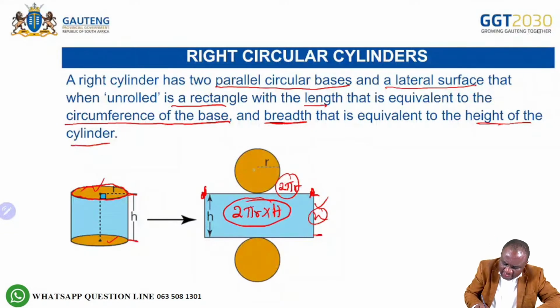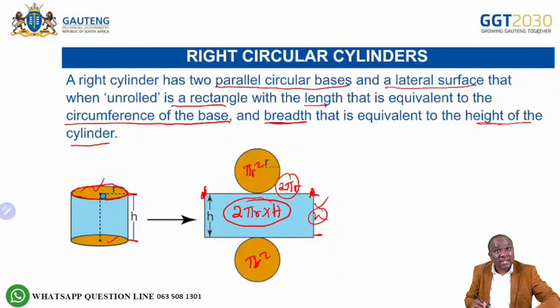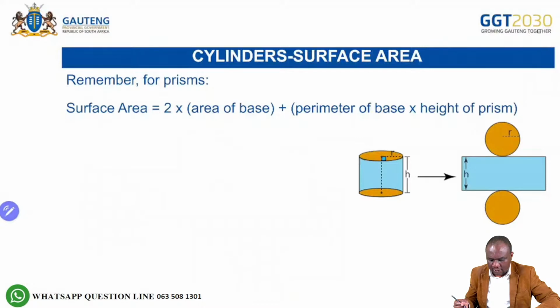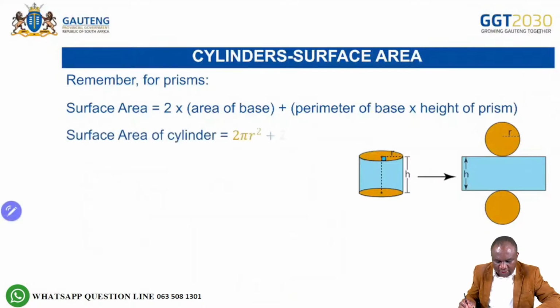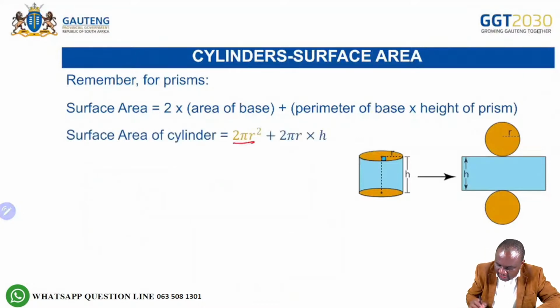And then how do you find the area of a circle? It's pi r squared. And then we have how many pi r squared? We have 2 of them. So it's going to be 2 times pi r squared plus this. That's how you find the surface area of a cylinder. Okay, so it's going to be 2 times pi r squared, which is this, and then 2 pi r h, which is this.